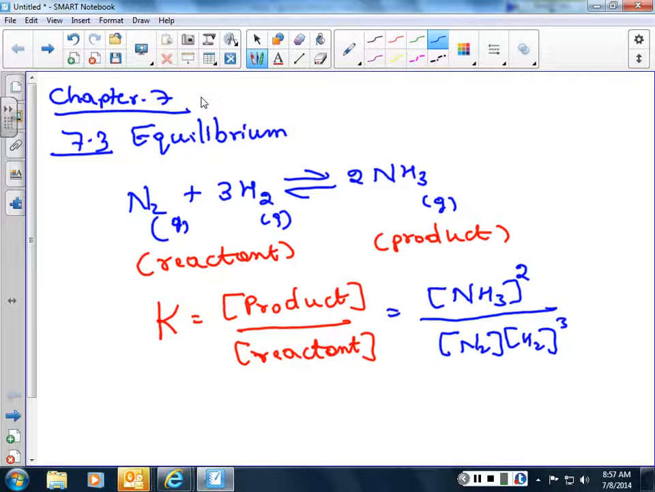So, is it clear when the solid is not included in the expression? The parenthesis says the physical state. So this says this ammonia is in gas state. S means it is in solid state. So if it is in solid state, you don't write it in capital K. Can you do B? Similarly, pure liquids. If it says L, you don't include it in the expression. What about AQ? AQ you include.